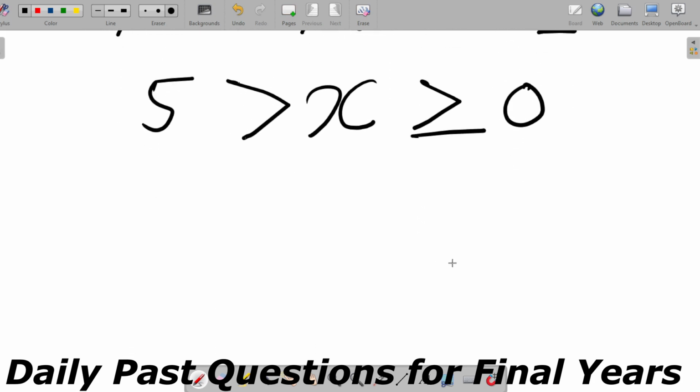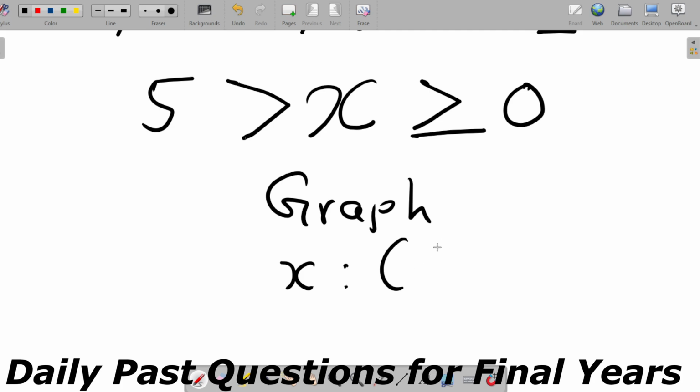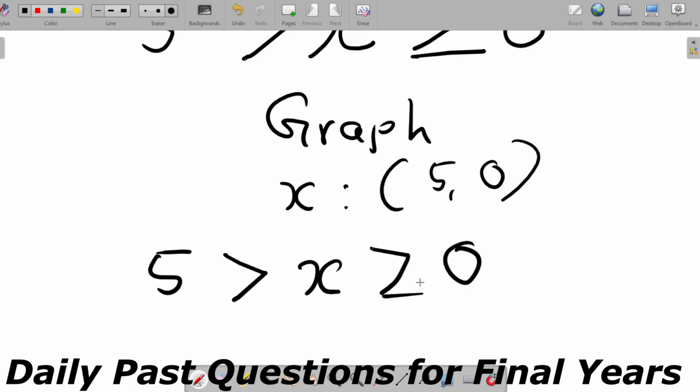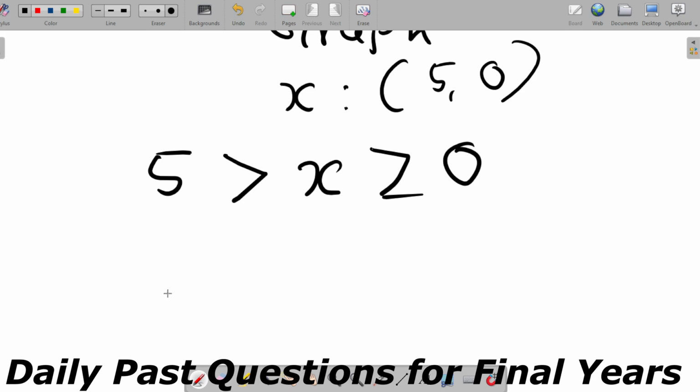So let's now put it on the number line. We are going to graph it. Graphing the answer, x is between 5 and 0, so you draw a number line. Put a number 5, greater than x, greater than or equal to 0. So how do you do this one? Let me draw a number line.